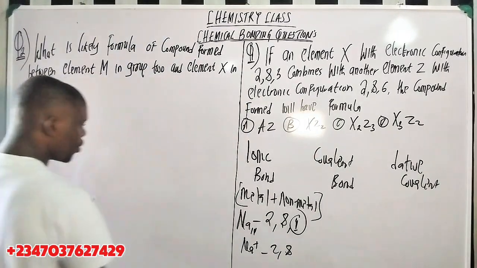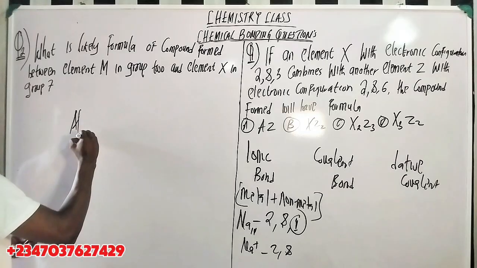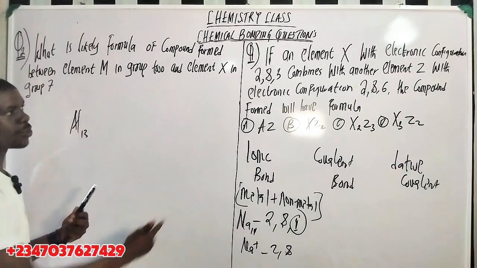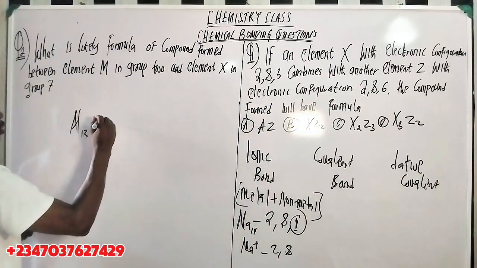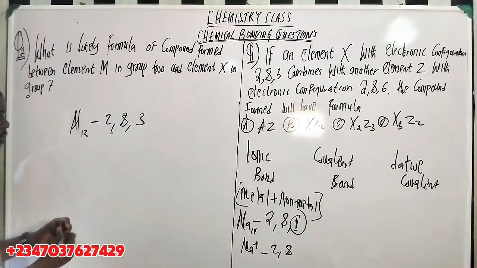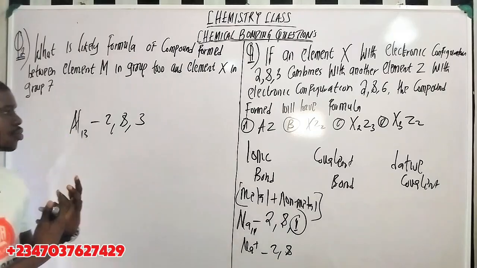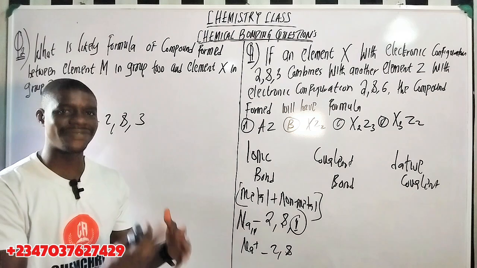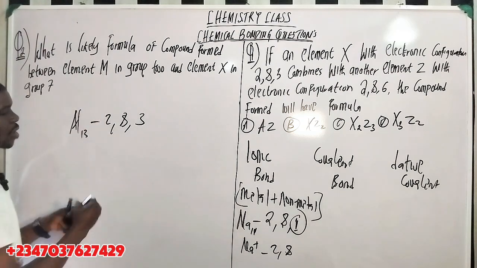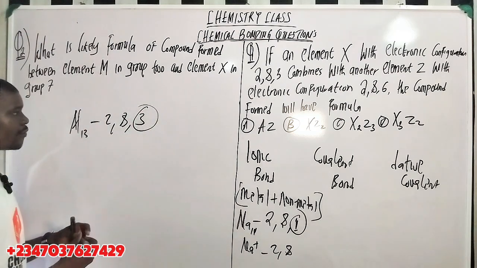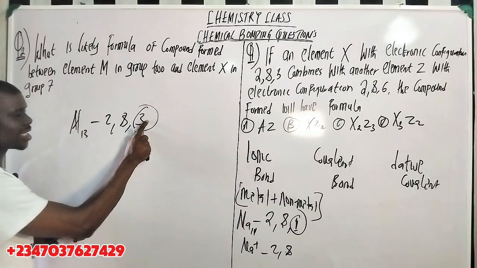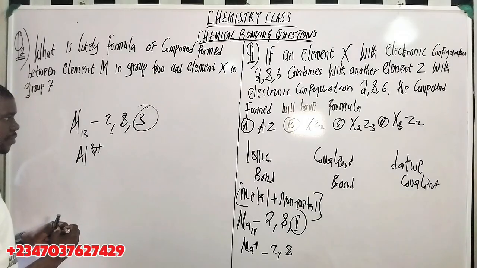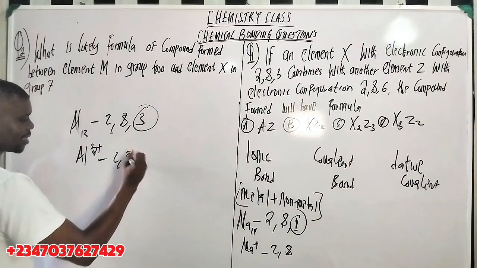If you look at aluminium, aluminium is what? 13, right? If you write the electronic configuration, because this is what they use, you have 2, 8, 3. Now for this aluminium, to achieve the octet shell electron, you have to give out what? These 3 valence electrons. Now when you give out these 3 valence electrons, you now have Al3+. So the electronic configuration will be 2, 8.